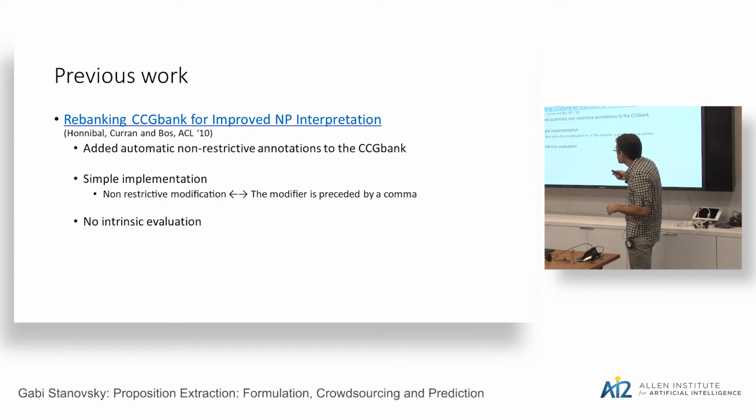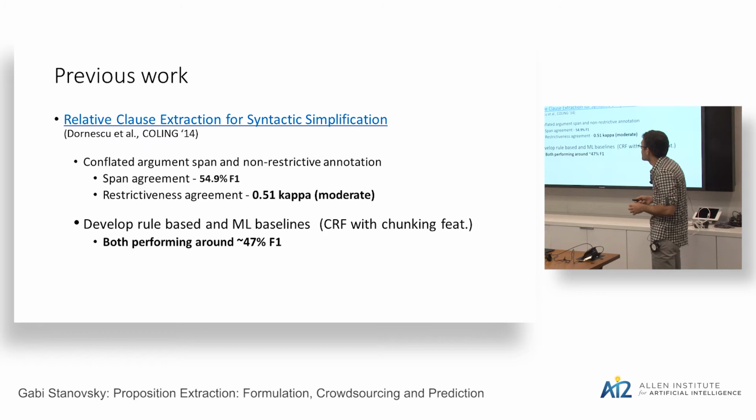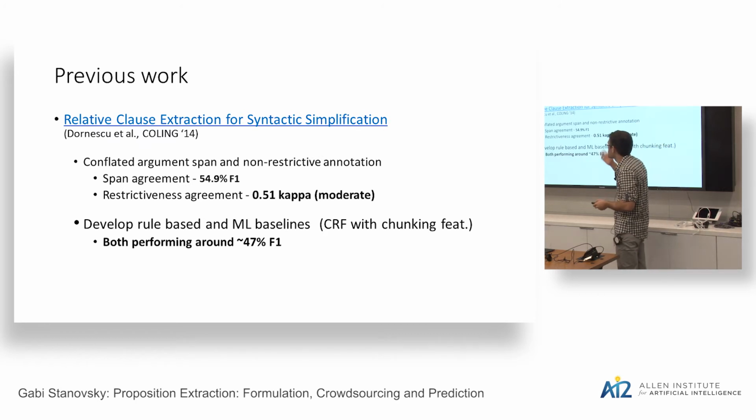But they did this specifically to show some extrinsic gains, and they didn't necessarily test the intrinsic correctness of this approach. They didn't test whether these annotations captured all or some, or they didn't do any precision or recall metric to test that. And another recent work, which was more in the line of what we're doing, is by Dronescu et al. in 2014. They actually annotated the concept using human annotators, which had to do 2 tasks at once. They had to mark spans as modifiers and then decide whether the span is restrictive or non-restrictive.